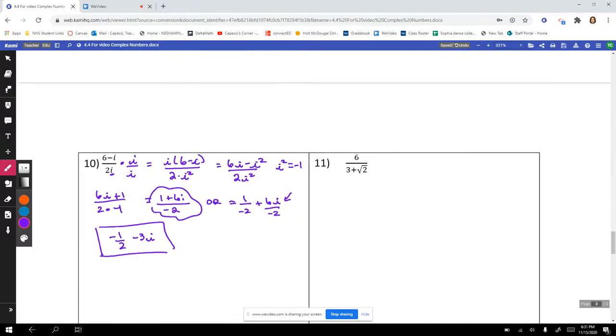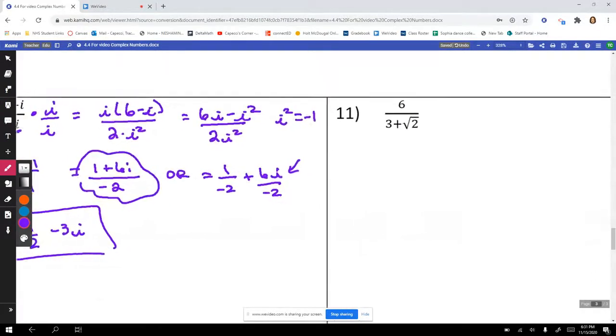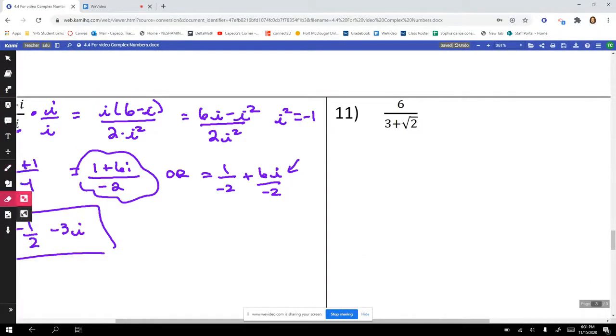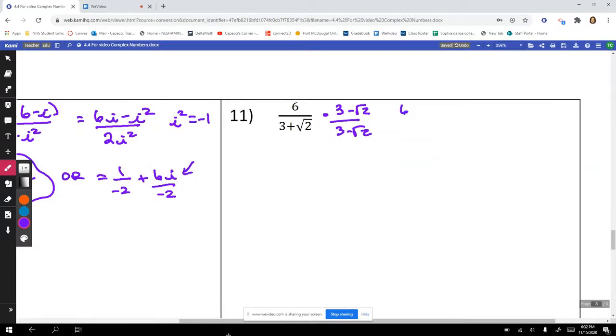All right, moving on. Again, going back to our Algebra 1 topics. If I have a binomial on the bottom with a radical, I have to multiply by the conjugate. The conjugate is the same binomial, just with a different sign. So that gives me 3 minus the square root of 2, 3 minus the square root of 2. So again, I have 6 times the quantity of 3 minus the square root of 2.